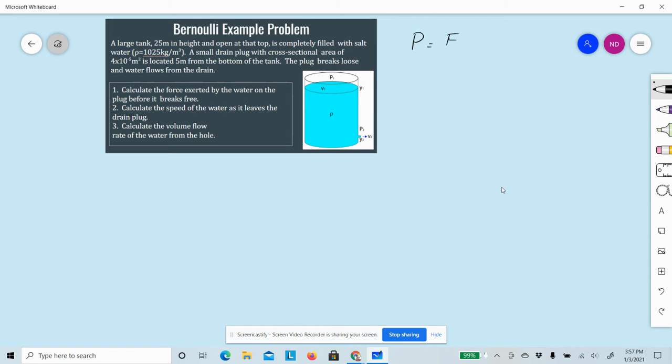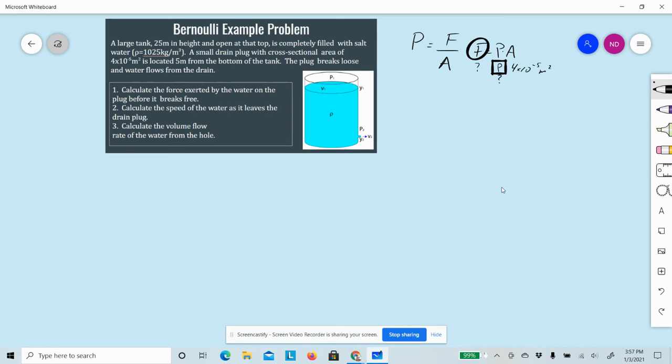Pressure equals force per unit area. We rearrange this to figure out that force is equal to pressure times the area, right? We want to know the force. That's our real question. We're given the area, 4 times 10 to the minus fifth square meters. We need to calculate the pressure.